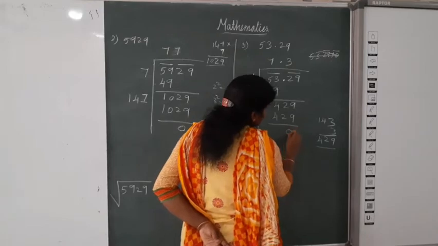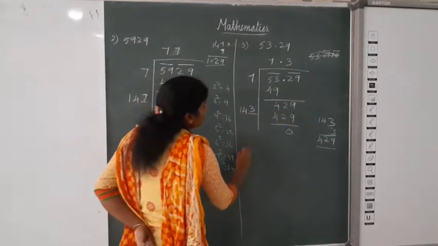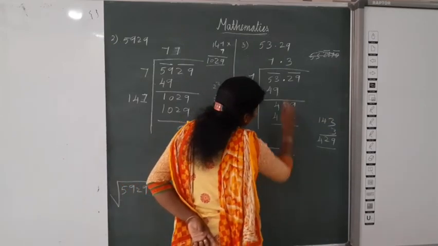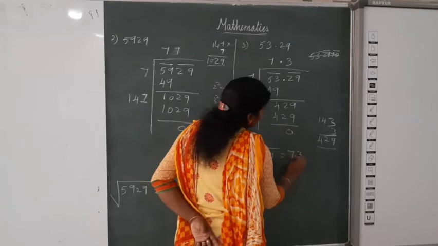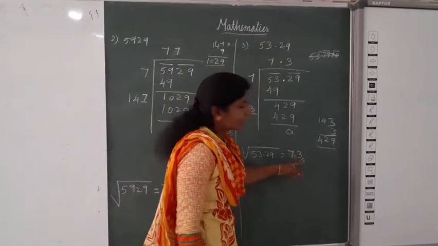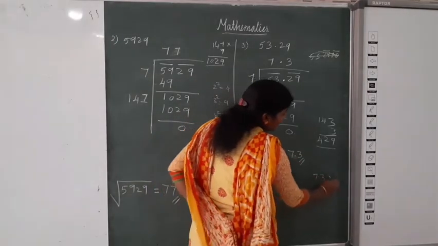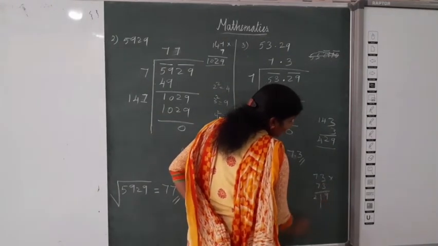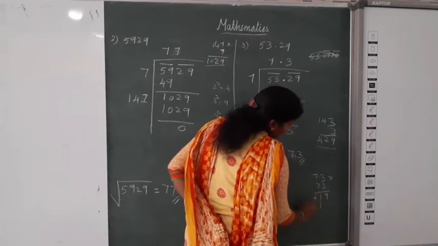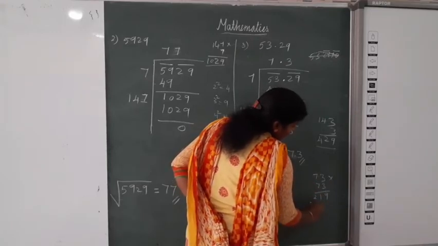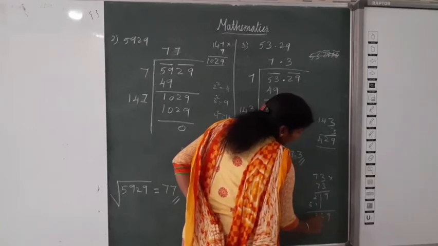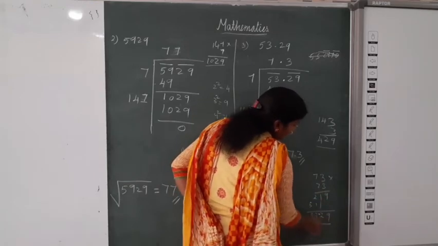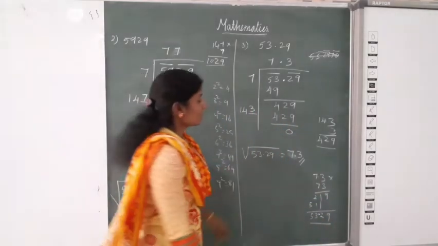429. Remainder 0. Okay. So the square root of 53.29 is equal to 7.3. That is the answer. 7.3 into 7.3, isn't it? 3 3s are 9, 7 3s are 21, 7 3s are 21, 2 balance, 7 7s are 49 plus 2, 51. So 9, 2, 3, 5. After the decimal point we have 2 digits, so we put the point here, 53.29. Did you get it? So this answer is correct.